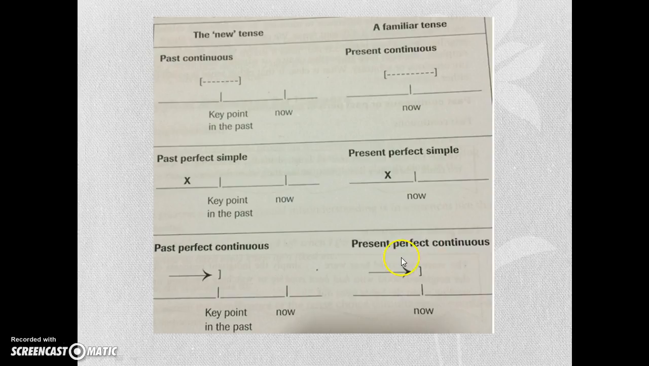Another familiar tense can be the present perfect continuous. It's an action that keeps going and going and going before the present. Now, the past perfect continuous is an action that goes on and on before the key point. That means that there's an action that stops it before the present.